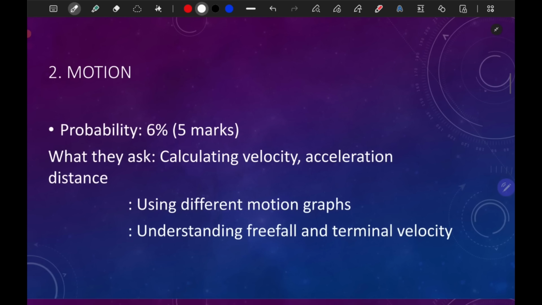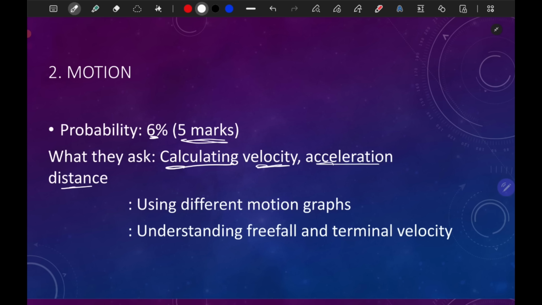And the second one is motion. There's an interesting trend with motion for the 2025 papers. The probability is 6% and it's usually up to 5 marks. So 5 out of 80 marks in that paper is going to be motion. What do they ask you? They can ask you to calculate velocity, acceleration, and distance. So make sure you know and understand all the formulas.